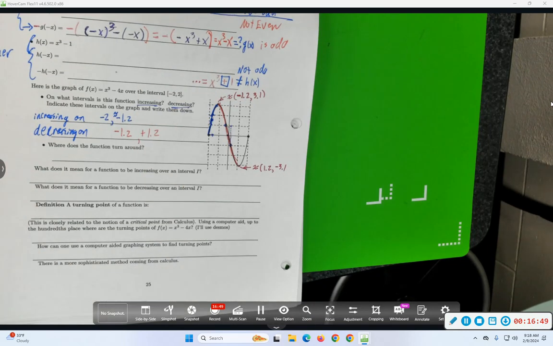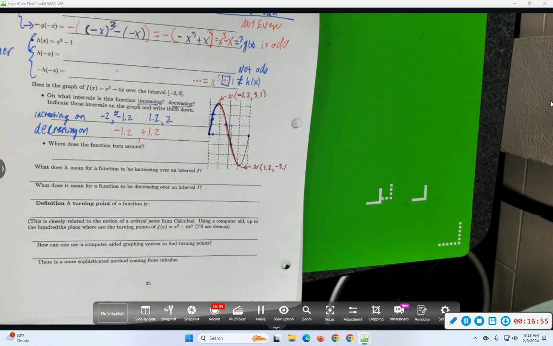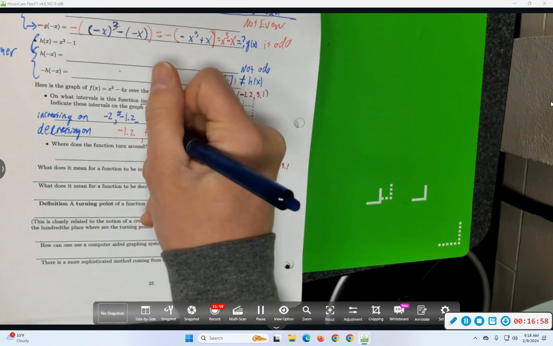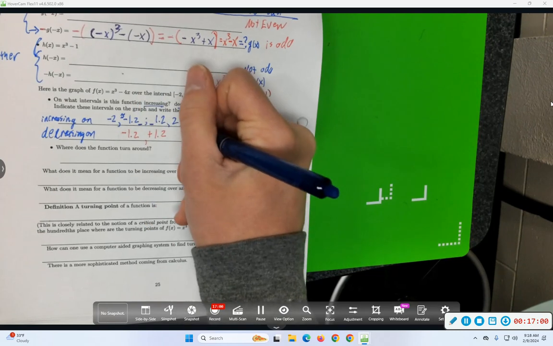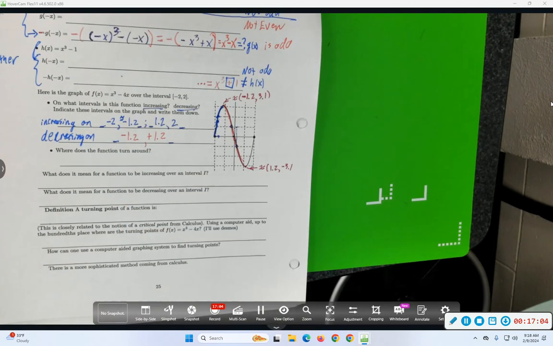Does it start increasing again after that? Yeah. Nice. And I'll emphasize that I have not indicated any brackets or anything like that.